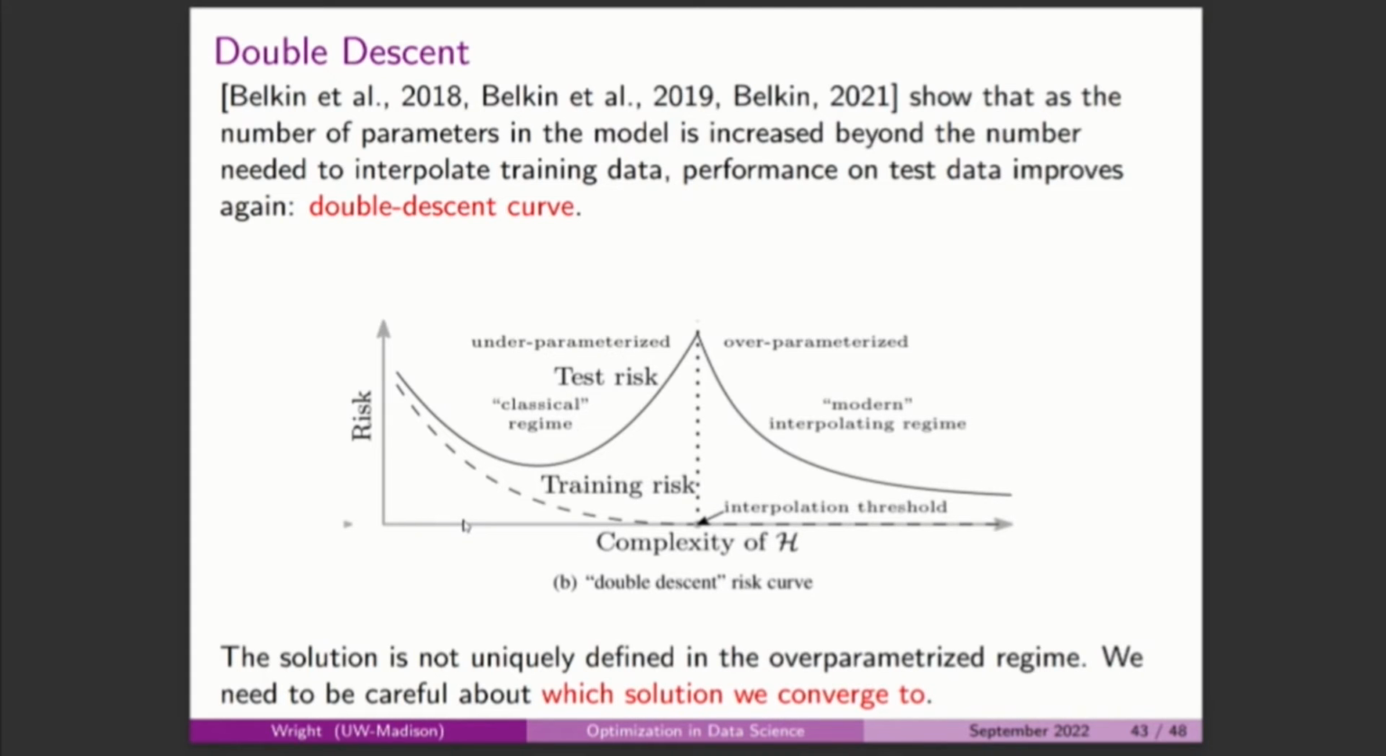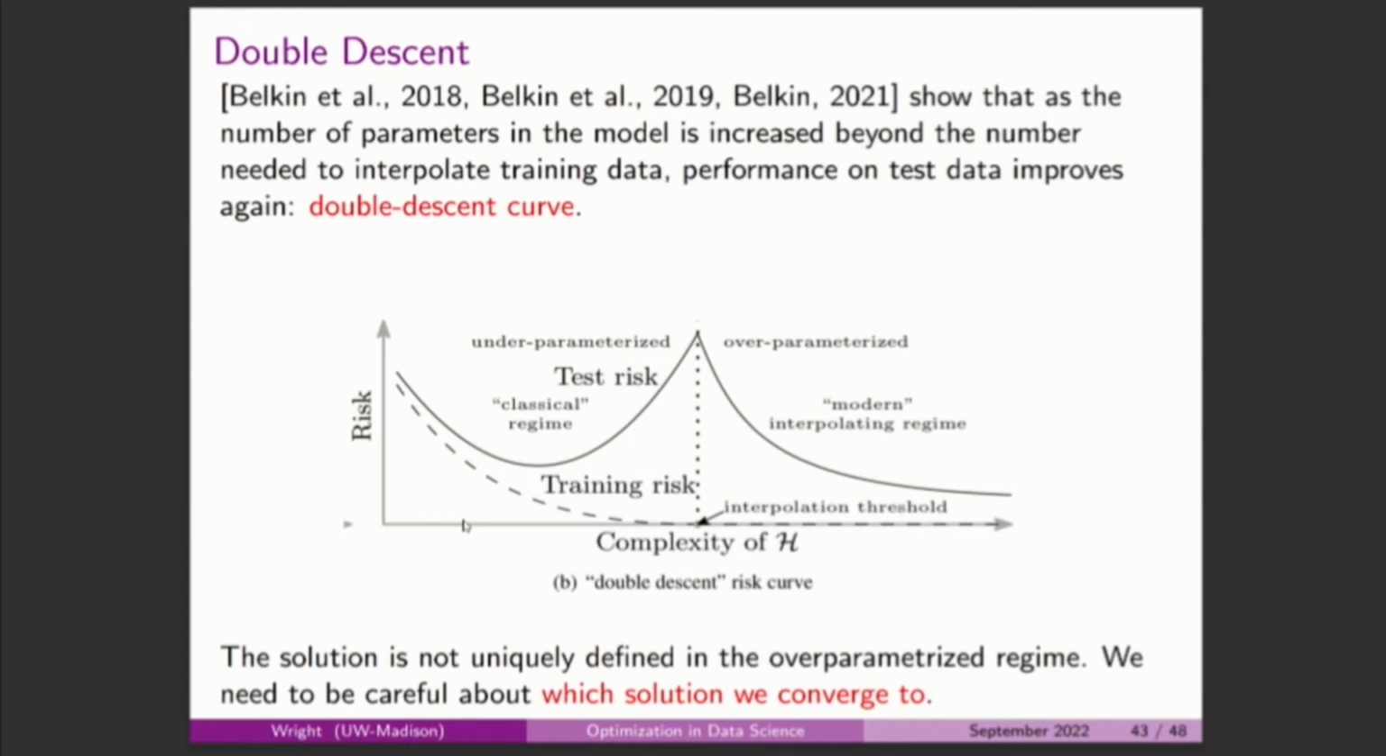Now the solid line is the one that practitioners, machine learning people, are more interested in. This is the test risk. This is the risk, the loss function, that you get when you plug in a collection of test data that you didn't train on, but which looks similar to the training data.